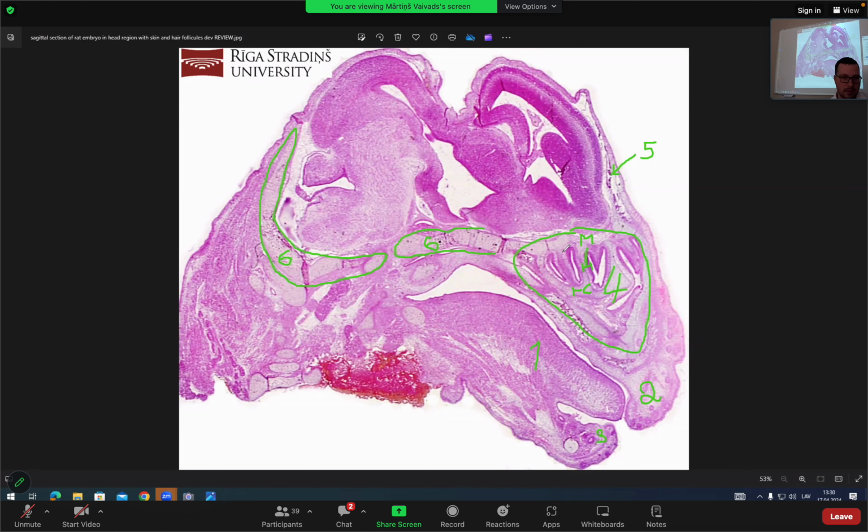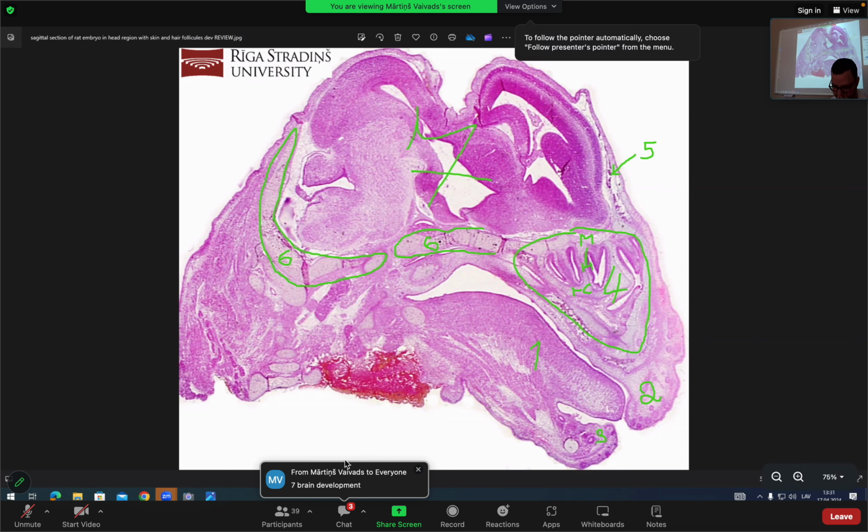Then what else? Some general details. If this is the head, then you can logically understand that we have the brain development. The brain develops there in the skull cavity. About brain development, we will have a separate slide next week. So I won't go into the details of what's there, just brain development is fine here.